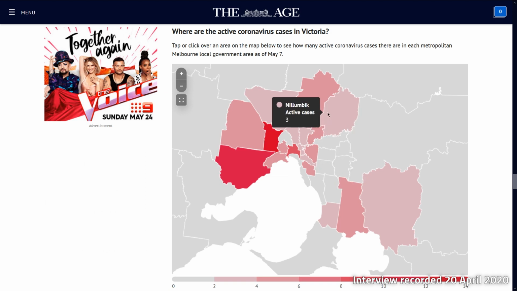And also a map here where you can have a look at your area and find out how many cases have been confirmed since the beginning of the outbreak.